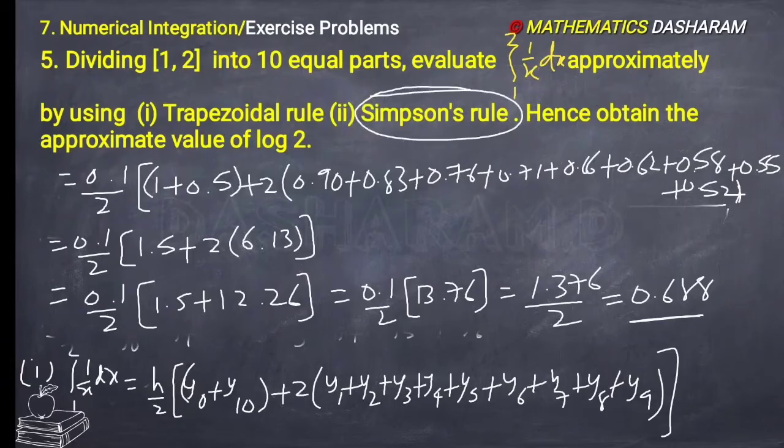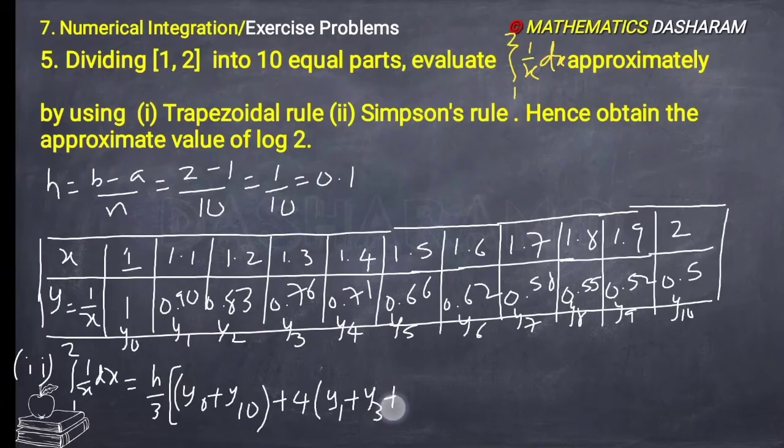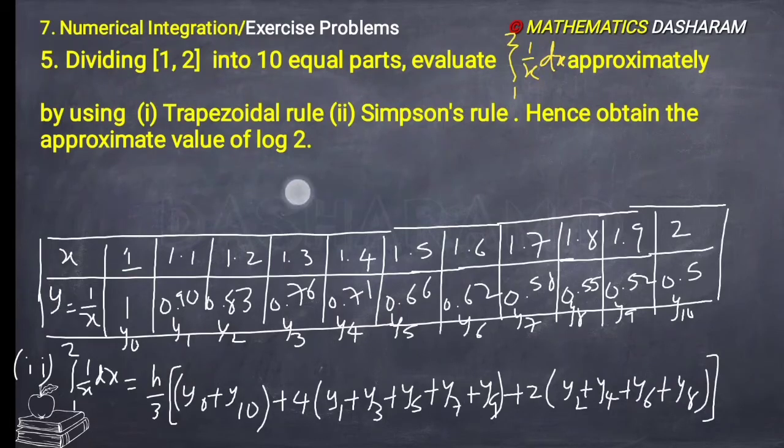Next one, Simpson's rule. The integral from 1 to 2 of 1 by x dx equals, by Simpson's rule, h by 3 times the bracket of y0 plus y10, plus 4 times the bracket of the sum of the odd ordinates, that means y1 plus y3 plus y5, plus 2 times the bracket of the sum of the even ordinates y2 plus y4 and so on. In this formula, substitute the values from the table. The h value is 0.1 divided by 3.